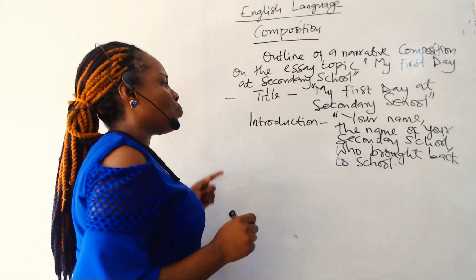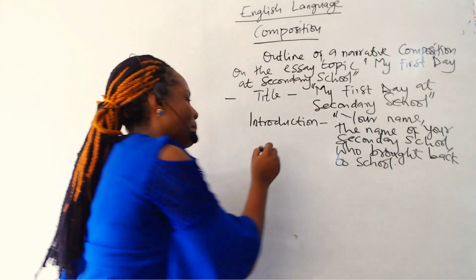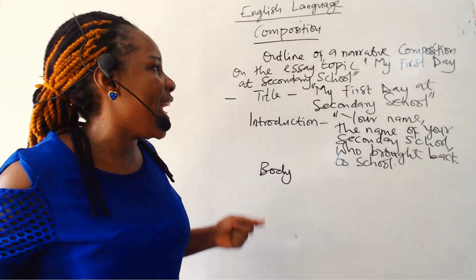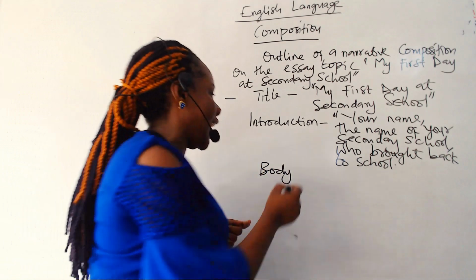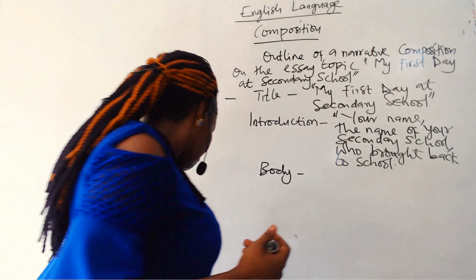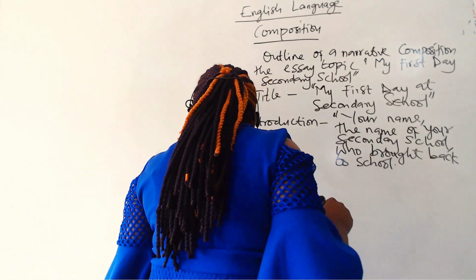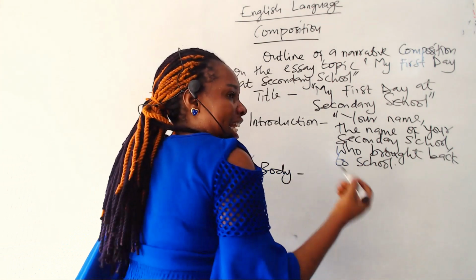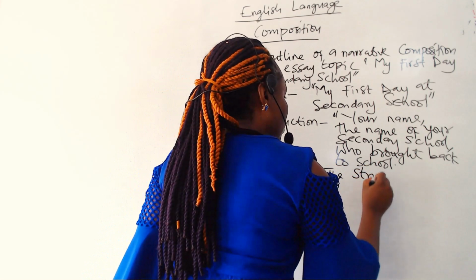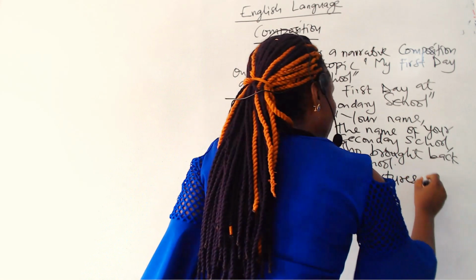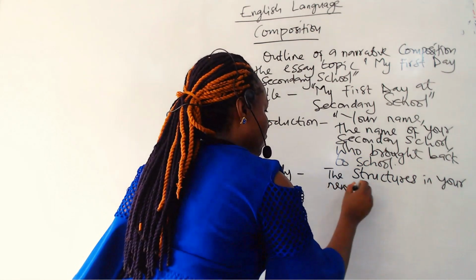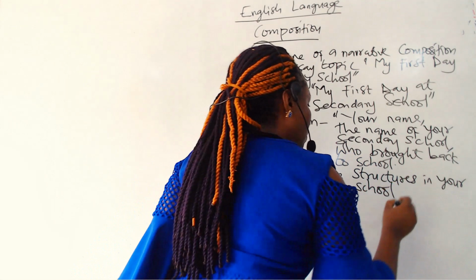And then again, another outline that should be made is the body. What will this narrative composition, My First Day at Secondary School, contain in the body of your essay? What should the body contain? Now here, the body should be the structures seen in the school, the structures in your school or your new school. If it's your new school, the structures in your new school.